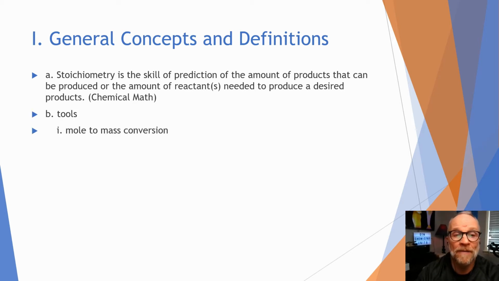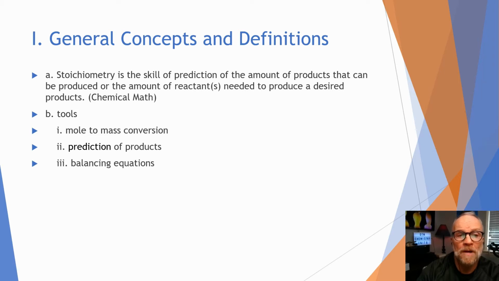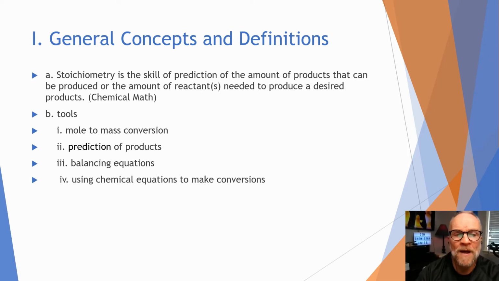Okay, let's talk a little bit about the tools we'll need. We already have all the tools, we just got to put them together. You'll need to be able to convert moles to grams, or grams to moles. We've covered that in the last unit. You'll need to be able to predict products and balance equations. That's in the unit before the last one, in unit 7, chemical reactions. And so you already know how to do that.